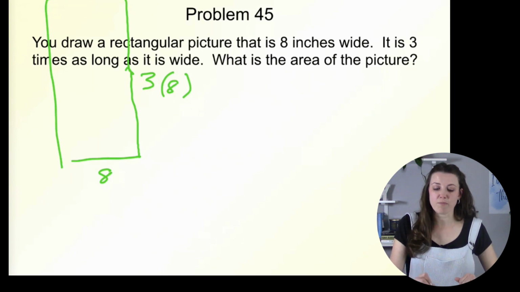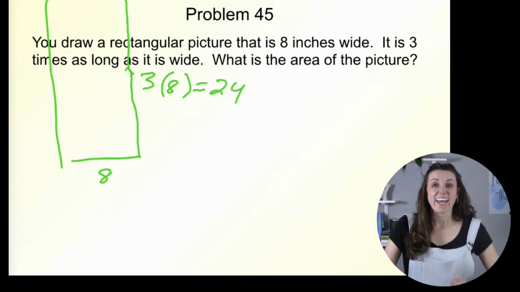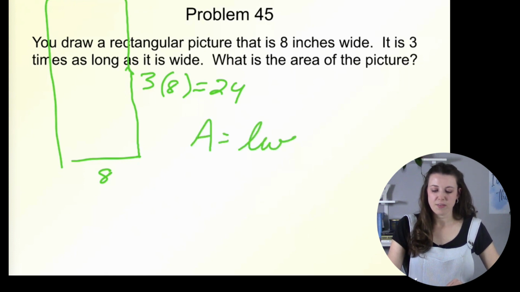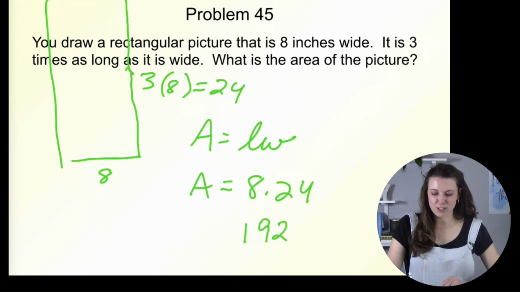Okay, so let's start off by going 3 times 8, which is 24. And we know to find the area, it is simply length times width. So we have here the area is 8 times 24, and we get 192 inches squared. That's a squared.